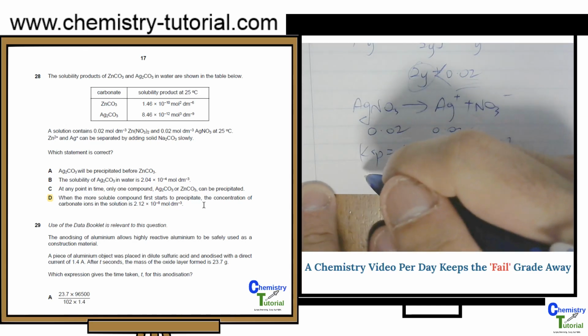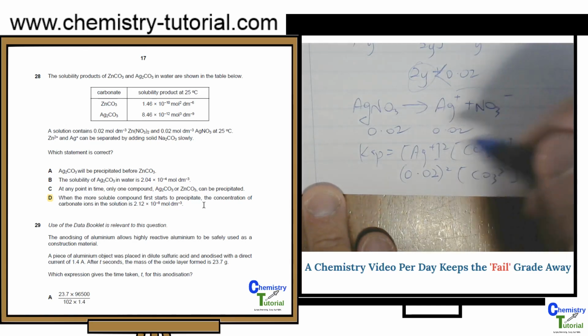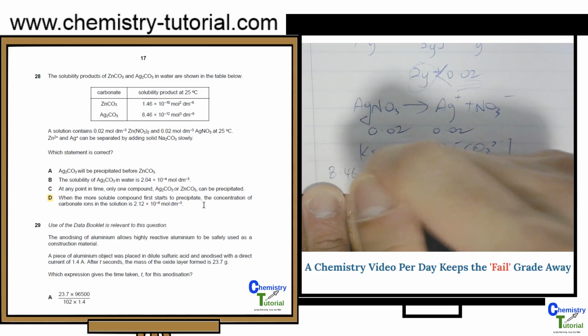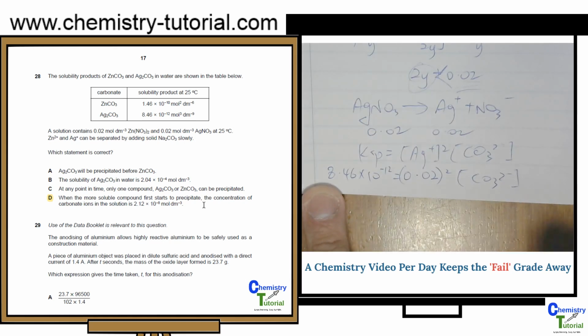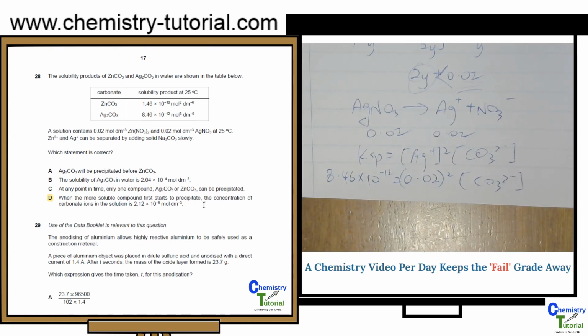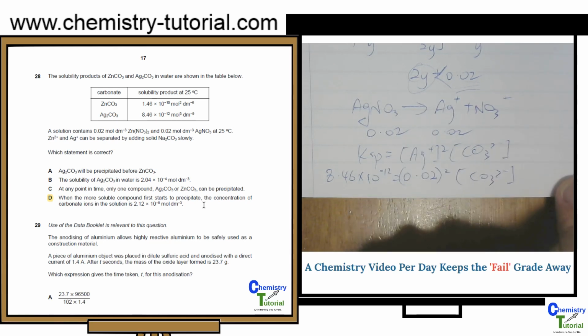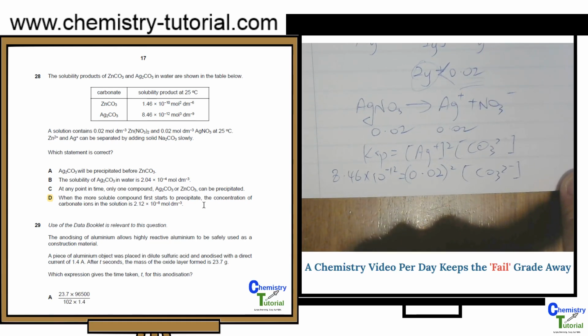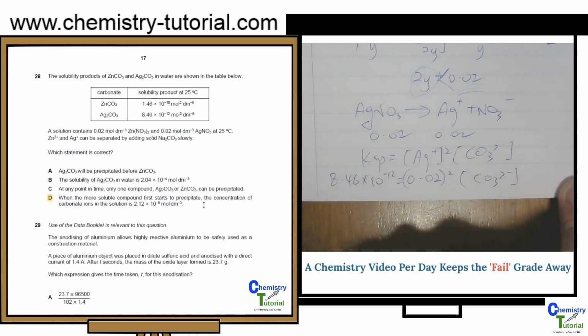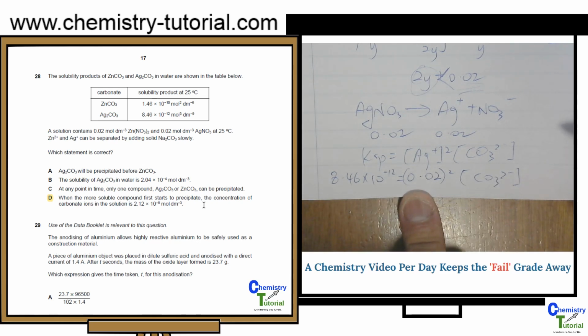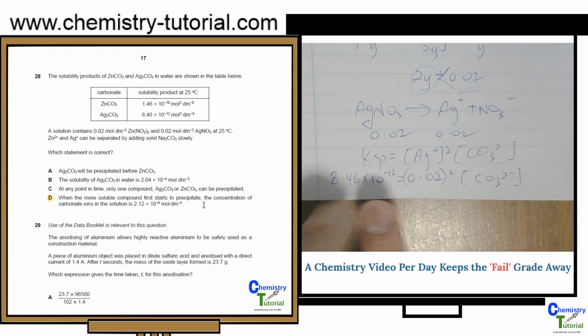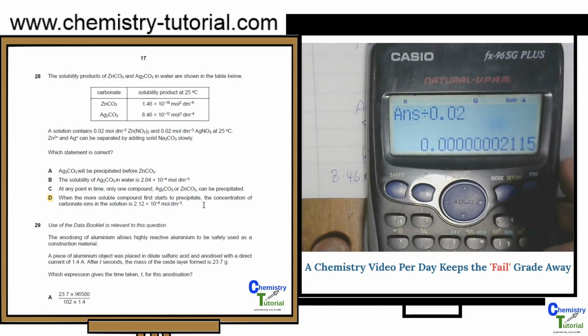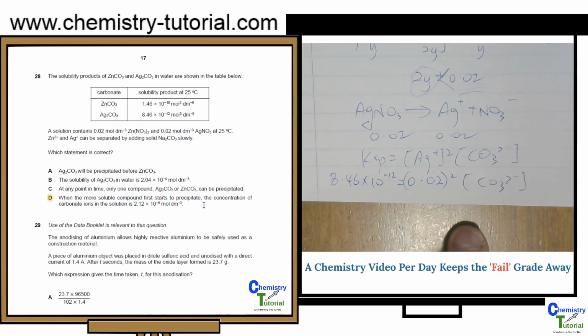Okay, and the Ksp of zinc carbonate, silver carbonate I mean, is 8.46 times 10 to the power of minus 12. So that's what we have. Solve for the concentration of carbonate. So let's see. Divide by 0.02. So indeed, this is the answer that we get, which is 2.115 times 10 to the power of minus 8. This is the value that we get. Okay, so this is how we solve this question.